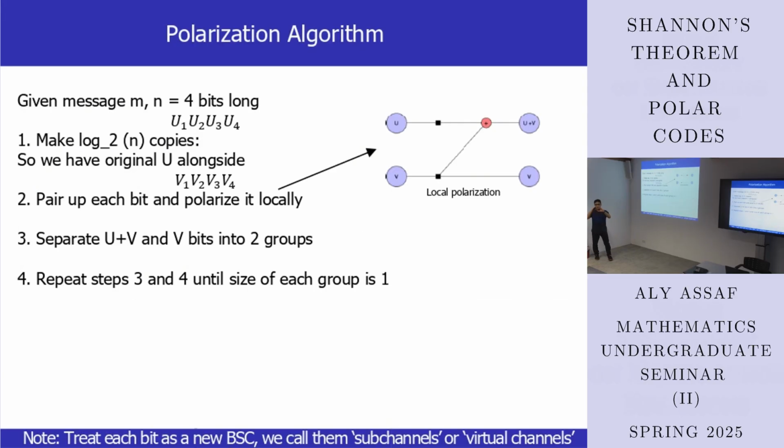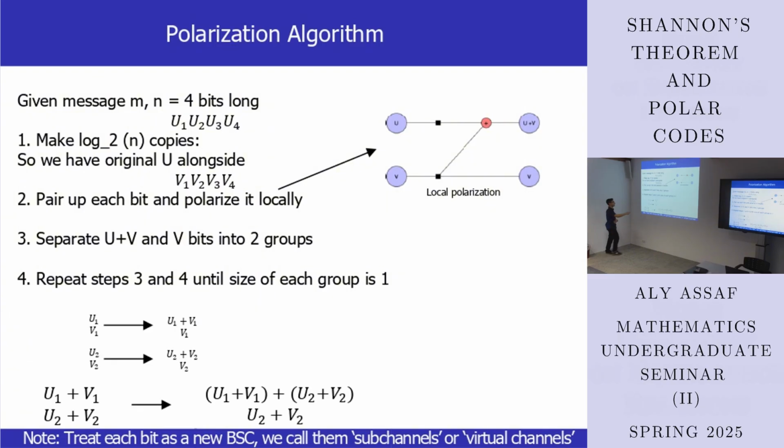So now that we've done it to just 2 bits, we want to expand this. How can you do it to a whole message, right? So given some message m, which is 4 bits long, we want to make log base 2 of n copies. Sorry, that should be 2 to the power of k copies. My bad. So we basically duplicate it however many times. Then we're going to pair up each bit. So a simulation of that would look something like this, where we have this 4-bit message, this 4-bit message.